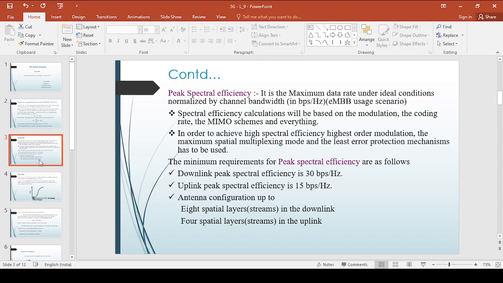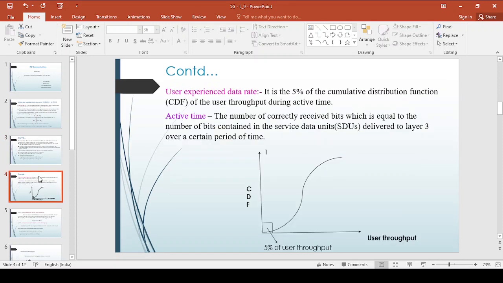Now coming to the next requirement, we have user experienced data rate. What is the user experienced data rate?